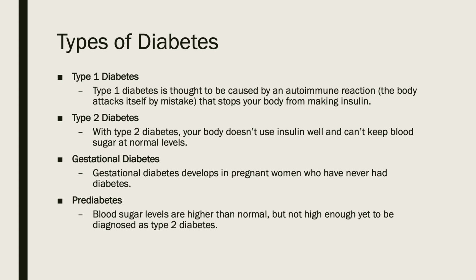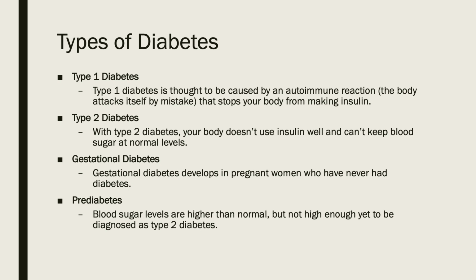So there's different types of diabetes. Type 1 is usually genetic. Type 1 diabetes is thought to be caused by an autoimmune reaction. The body attacks itself. That stops your body from making insulin.